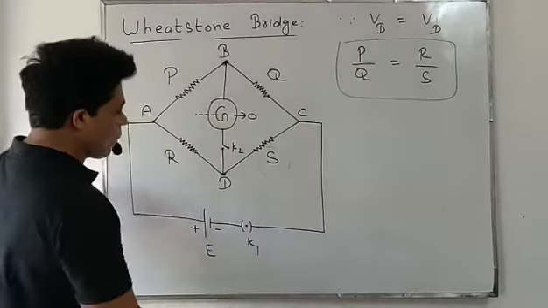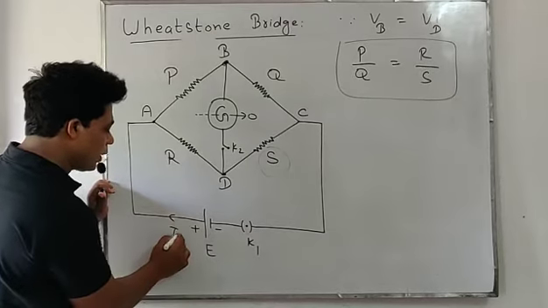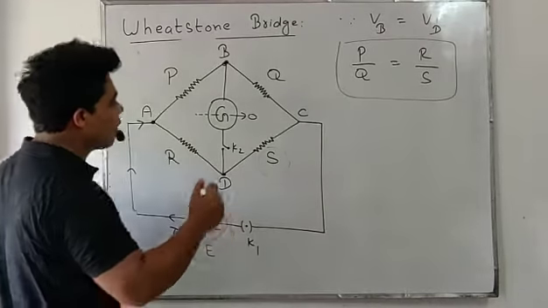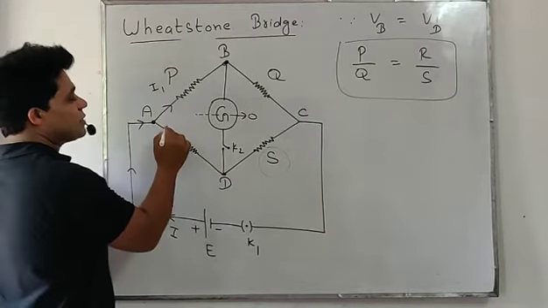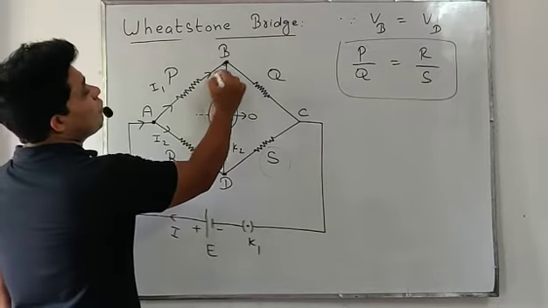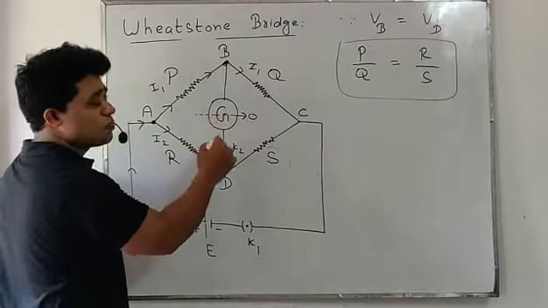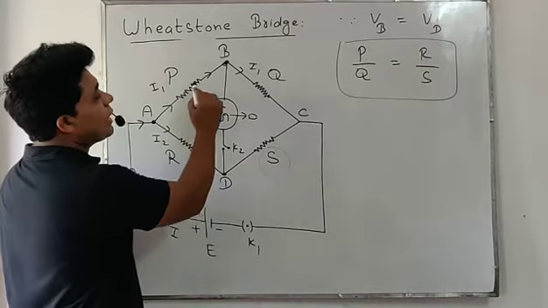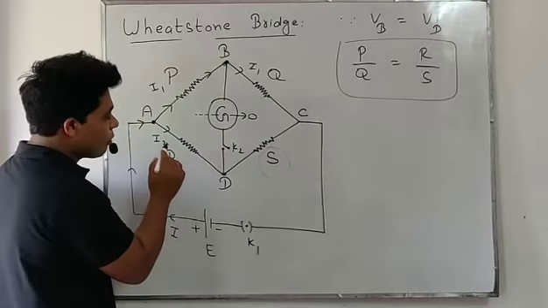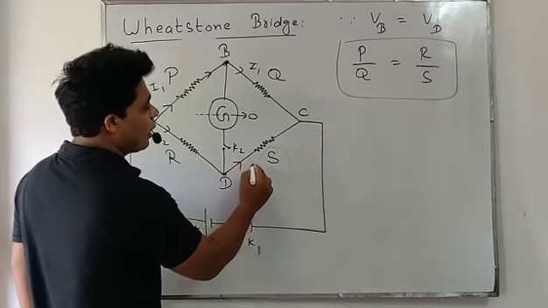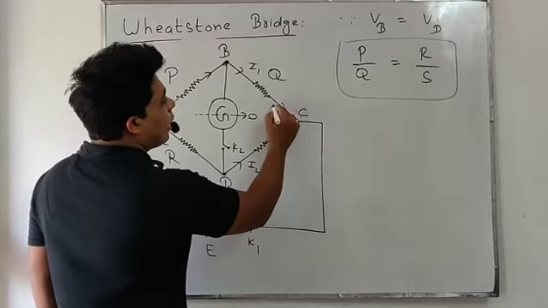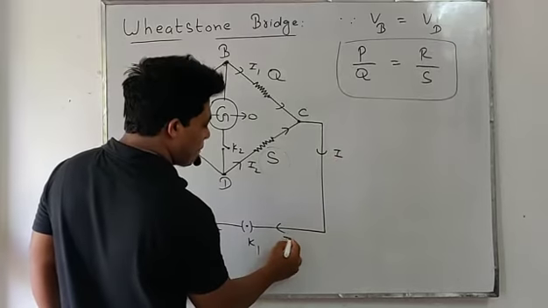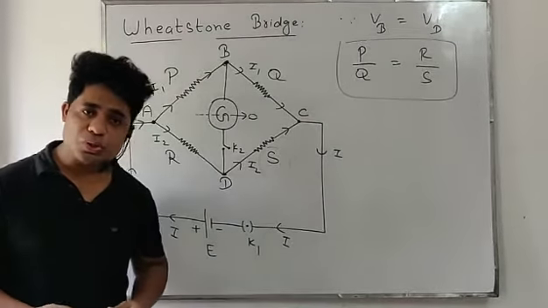So let's start. When switch K1 is on, current I will flow from the cell through the circuit. At this junction, current will divide into two parts, I1 and I2. I1 will flow on that side because the bridge is in balanced state, the galvanometer shows zero deflection, and the two points have the same potential. That's why current will not enter this middle wire. I2 is coming from that side and moving through S. I1 is coming upwards, I2 is coming downwards, both will add and again give current I. So the current completes its circuit. Okay students?